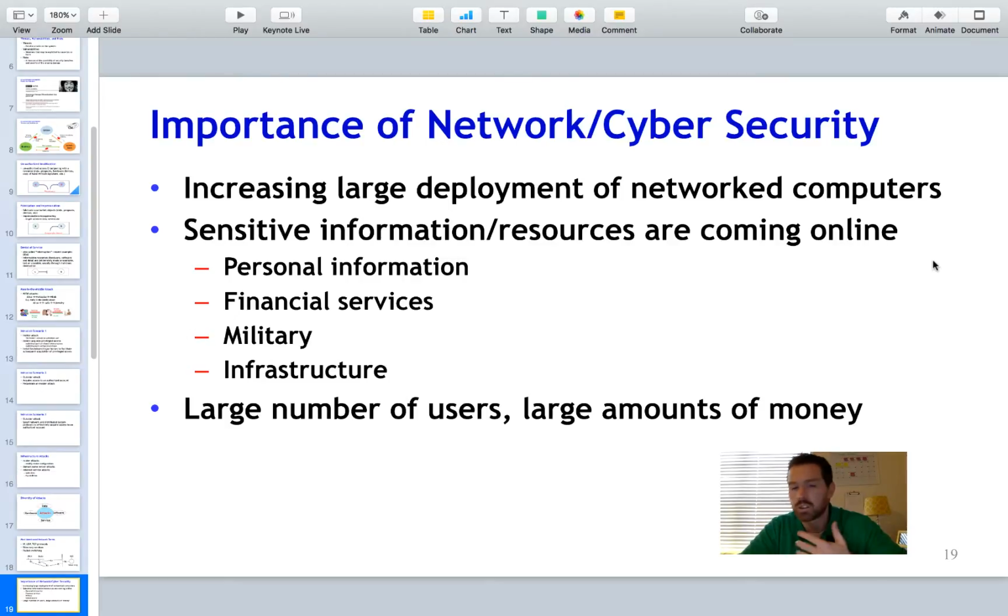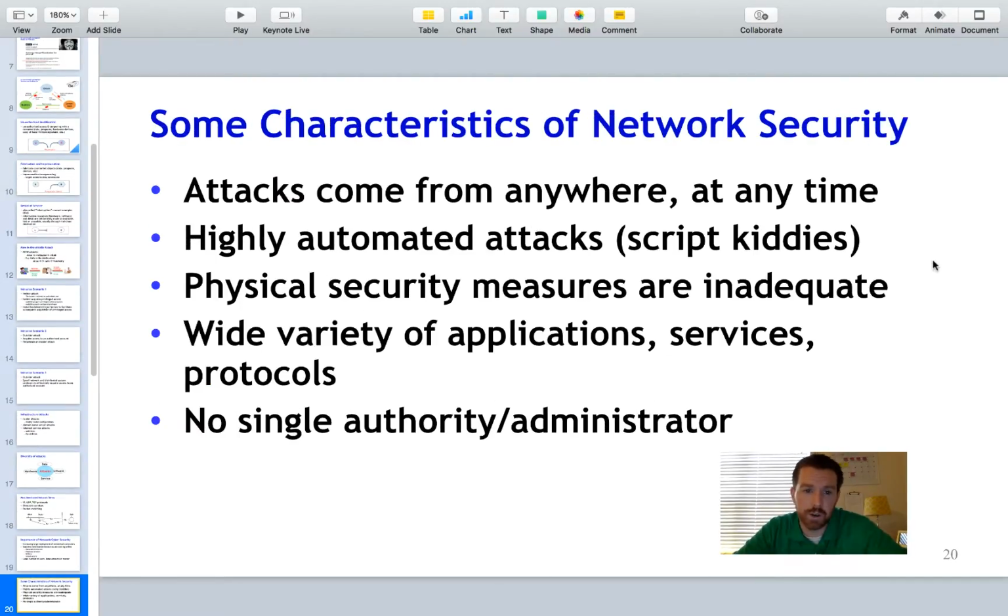When it comes to that kind of thing, there's such a large number of users, large amounts of money out there, and people are taking advantage of you at every turn. So please try to be aware of that. Some characteristics of network security: attacks come from anywhere at any time. Highly automated attacks or script kiddies. These are tools and things that are already coded. There's little scripts that'll run, looking for any type of vulnerability out there. It just kind of throws it out there and sees what it comes back with. So this is why it's important to have layers of security, path of least resistance. They're going to go after those ones that don't have those layers in place.